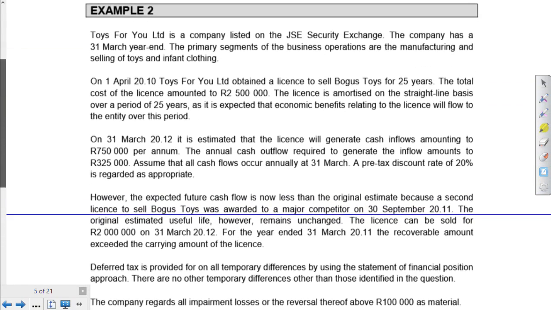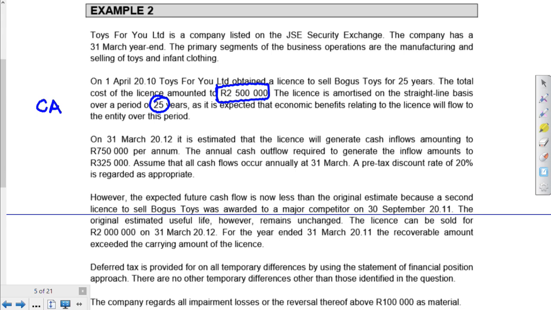It just says, Toys for You is a company listed on the JSE. The primary segment is the manufacturing and selling of toys and clothing. They obtained the license to sell bogus toys for 25 years, and the license was 2.5 million rand, and it will be amortized straight line. So here's my license, 2.5 million, 25 years. I can work out carrying amount as at end of year.